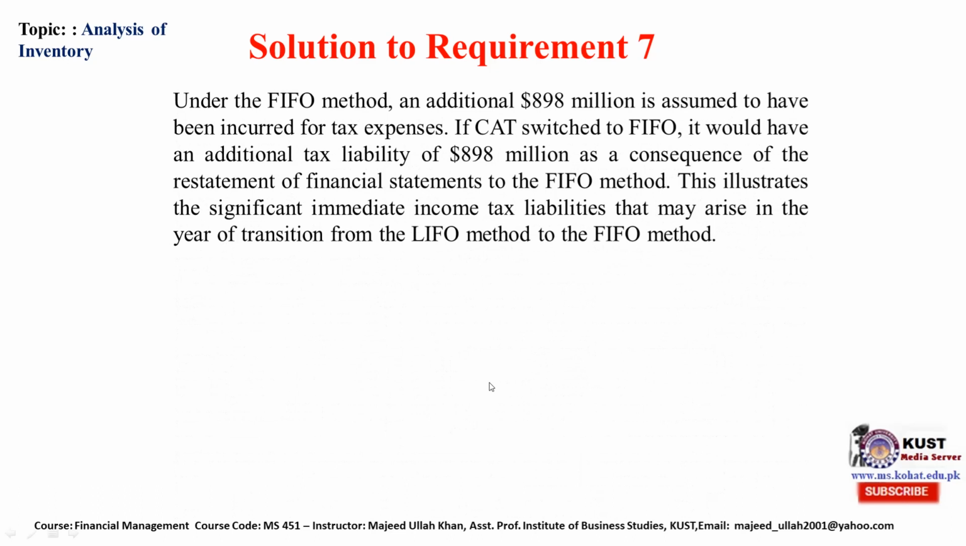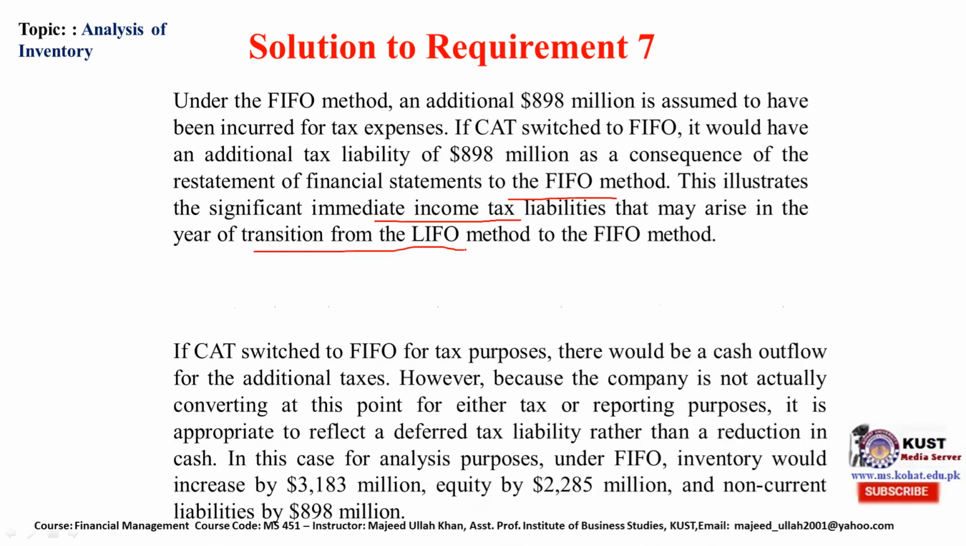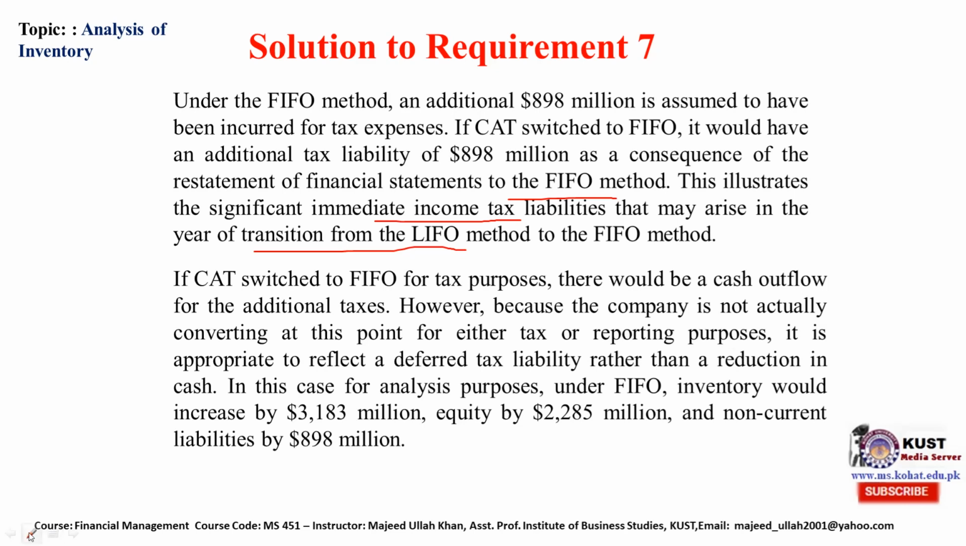Requirement number 7. What would happen to the tax expenses? If Caterpillar switched to FIFO, it would have an additional tax liability of 898 million as a consequence of the restatement of financial statements to the FIFO method. This illustrates a significant immediate income tax liability that may arise in the year of transition from the LIFO method to the FIFO method. Since the company will not immediately pay it, there will be no impact on the cash balances.